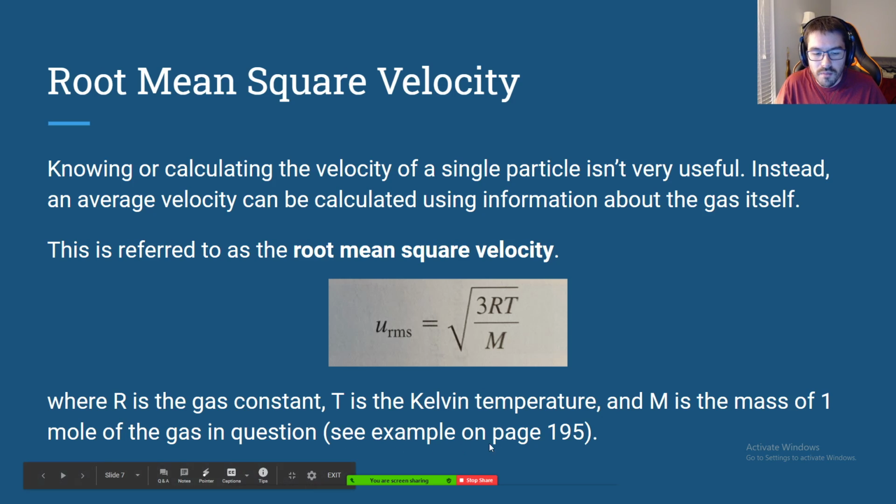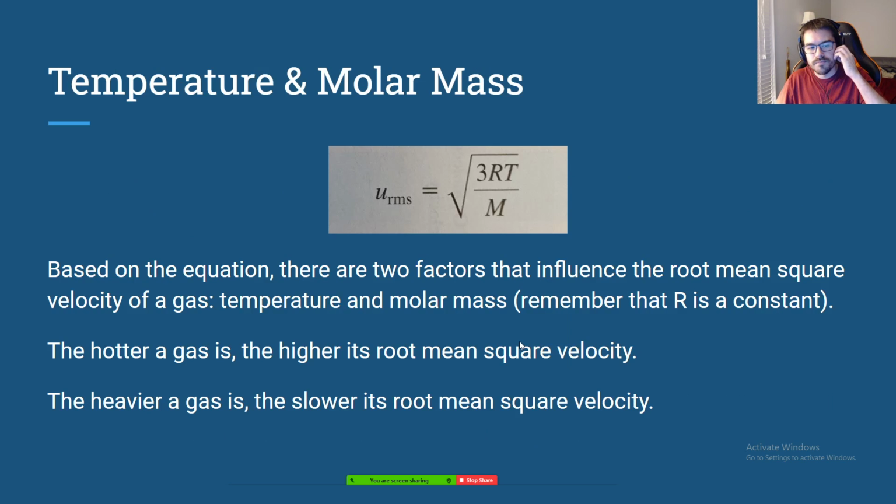There's an example of a calculation using this on page 195. Okay, so we will do a few problems working with this in class. Once again, though, like I said before, actually the calculations themselves are not super prevalent on the AP exam. What's more important is understanding the relationships and being able to work with these Maxwell-Boltzmann distributions, which we're going to look at in just a second.